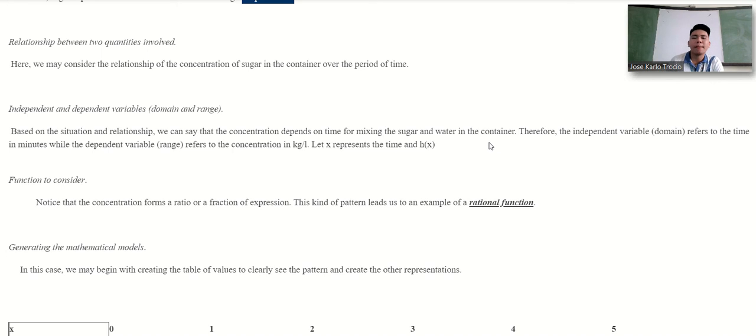Concentration, okay. Our dependent variable is the time for mixing the sugar and the water in the container. Therefore, the independent variable, the domain, refers to the time in minutes. That is our independent variable, our input, and this input will affect the output, which refers to concentration, kilograms per liter. So let us represent it using h of x.